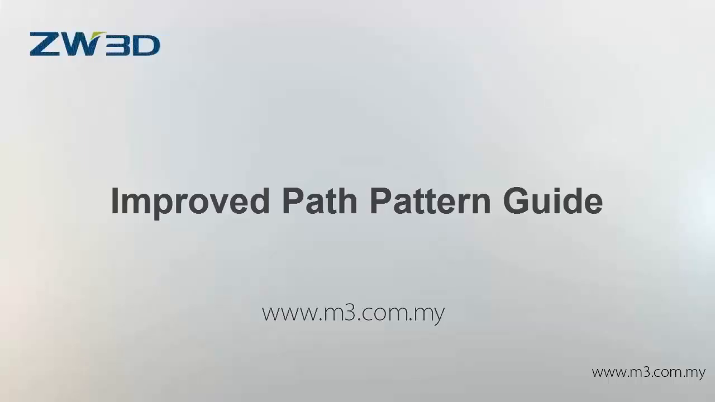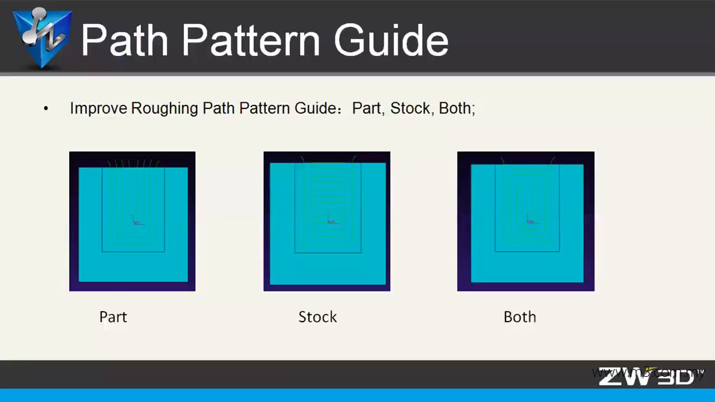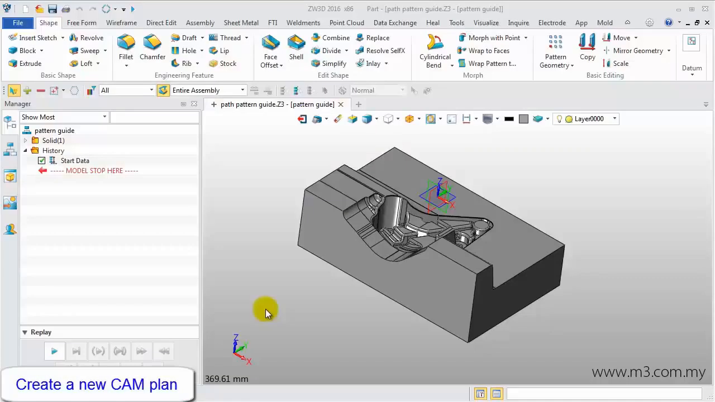Improved Path Pattern Guide. In ZW3D 2016, for the roughing operations of 3-axis milling, the Improved Path Pattern Guide can make up for many more situations. It becomes easier to use. Let's take this case. This is the product model.